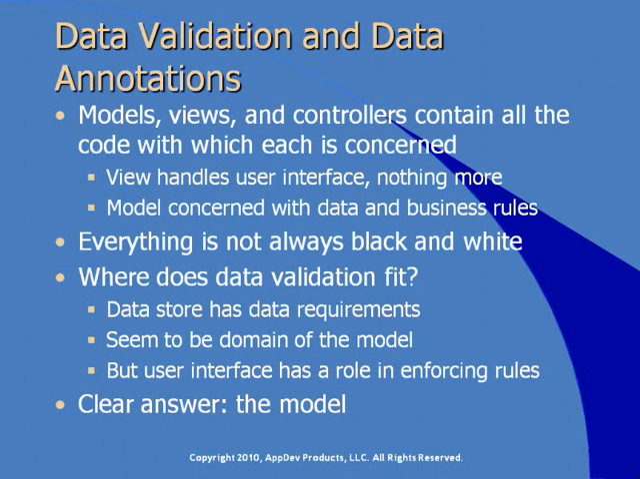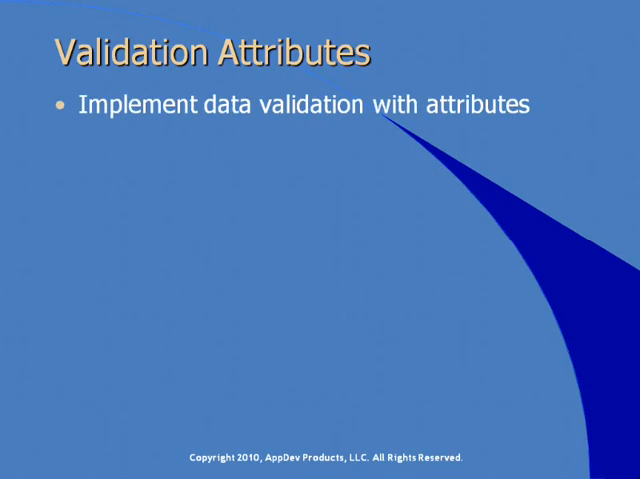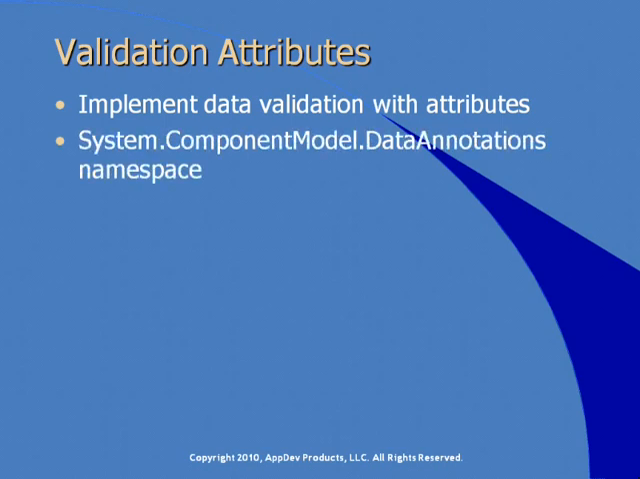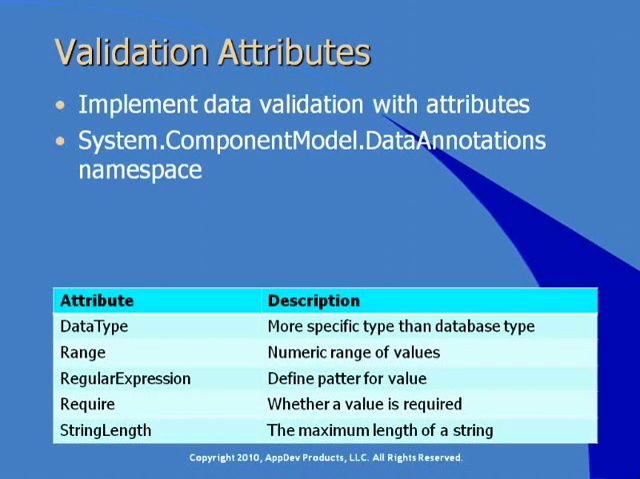We're going to revisit the DOG model from a little bit earlier and see how you can use data validation and annotations to help the user create valid data. Now, in order to do that in an MVC application, you implement data validation in the model by decorating the model's properties with validation attributes. All of these attributes are part of the System.ComponentModel.DataAnnotations namespace. And these are going to handle most of the common validation requirements that you have.